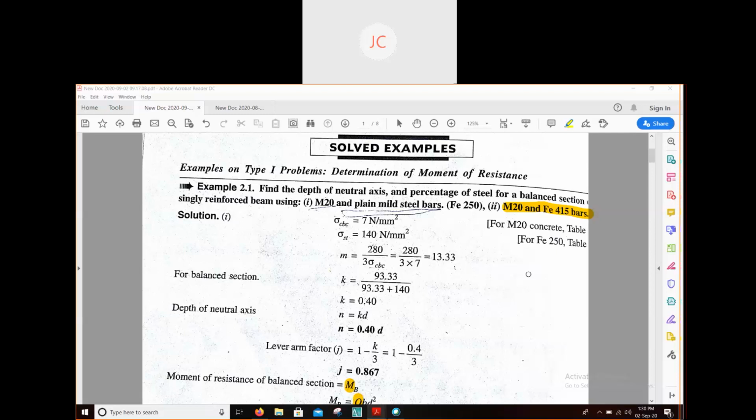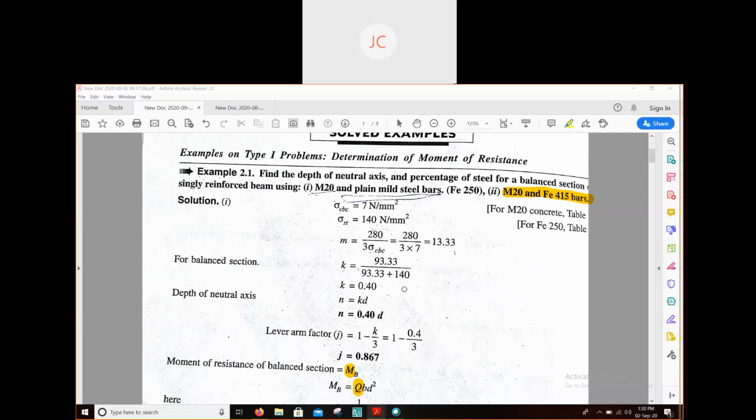Okay, did you get the answer? Those who didn't copy from the PDF, please respond. What is the value of n you have got? What is the value of n for the second case? 0.29. Okay.